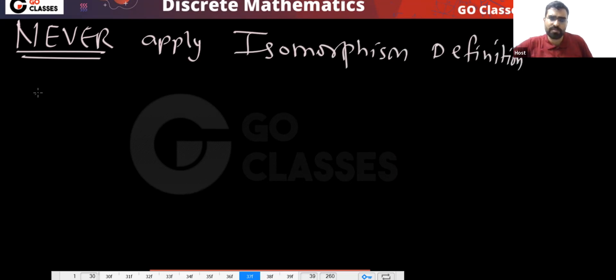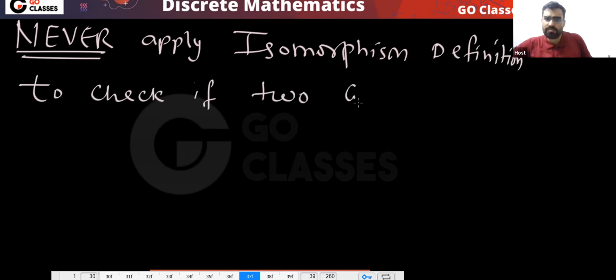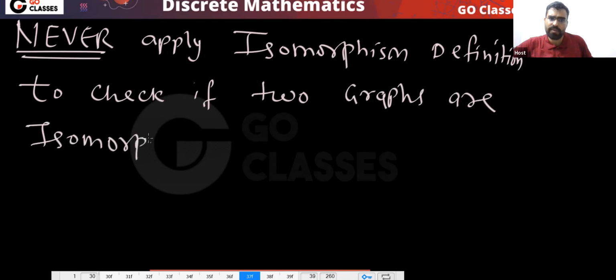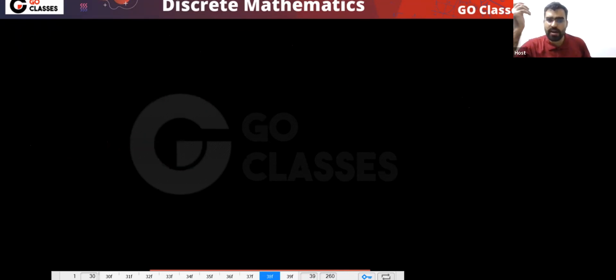Never apply the isomorphism definition to check if two graphs are isomorphic. So now what are we going to do? Actually, proving that two graphs are isomorphic is very hard.